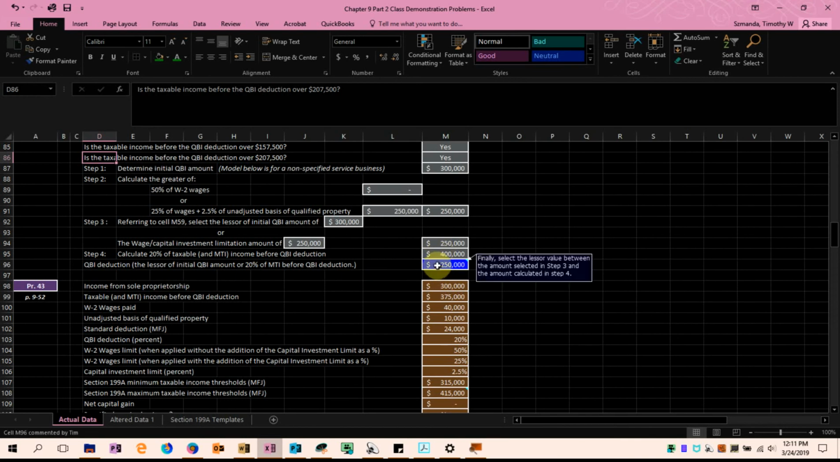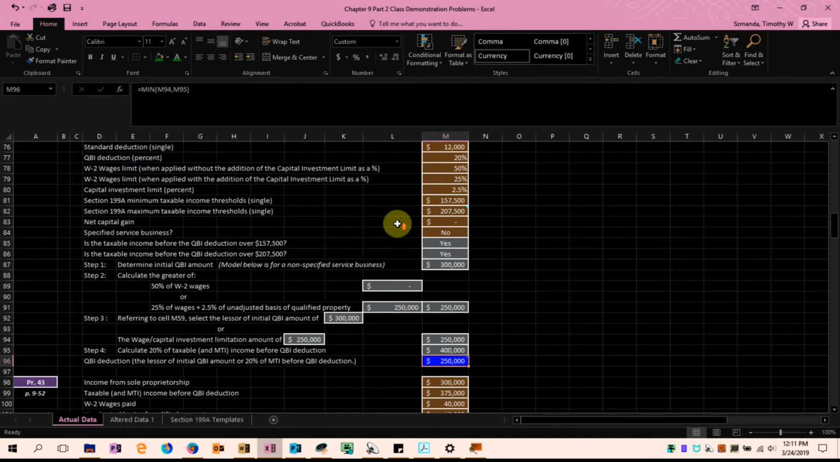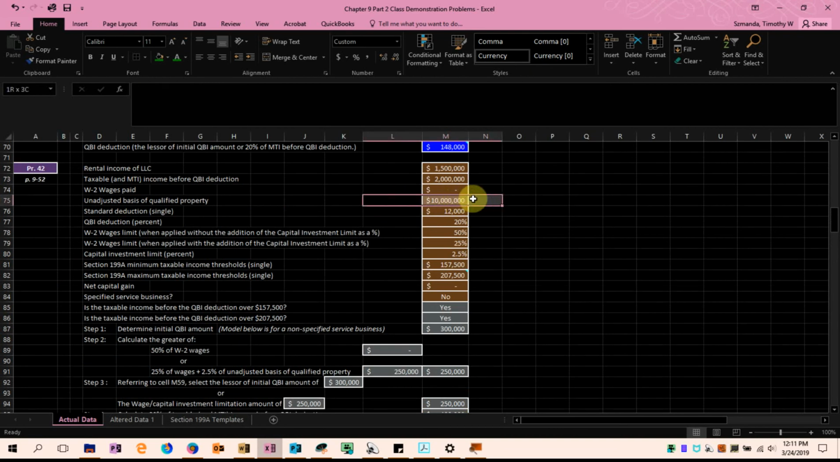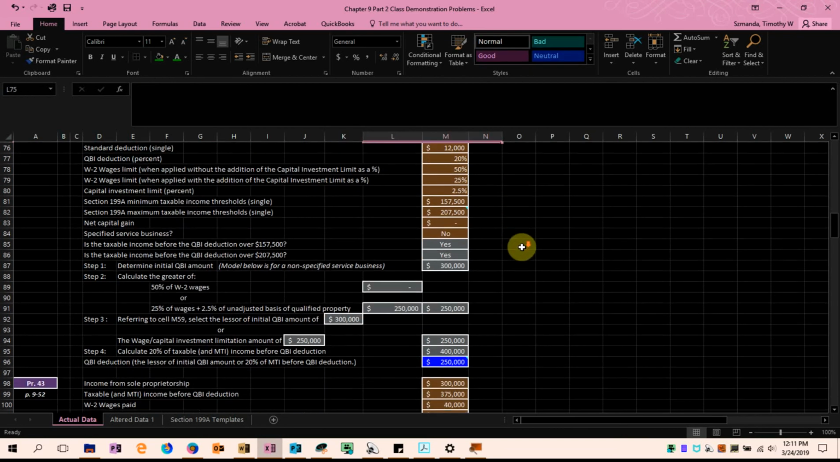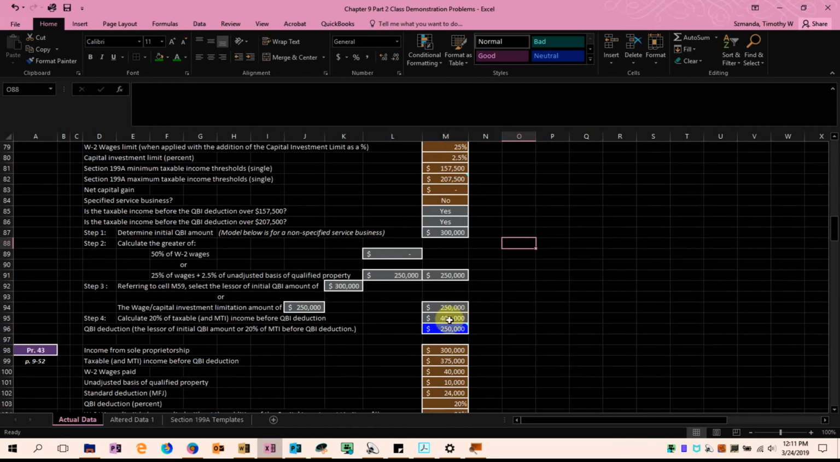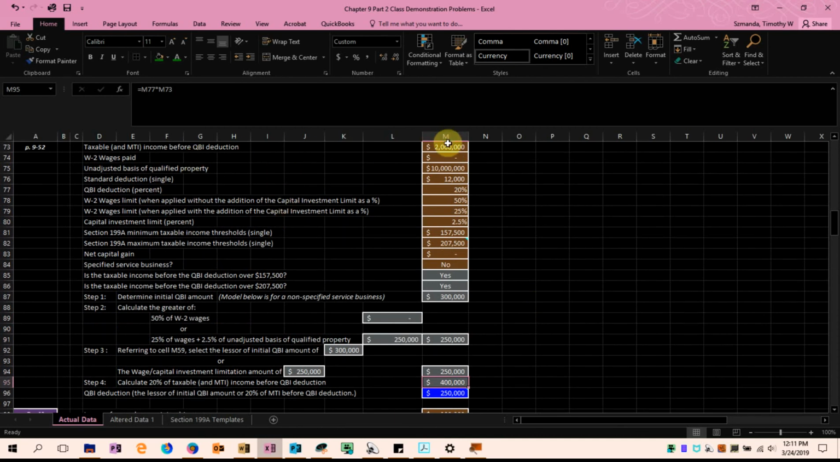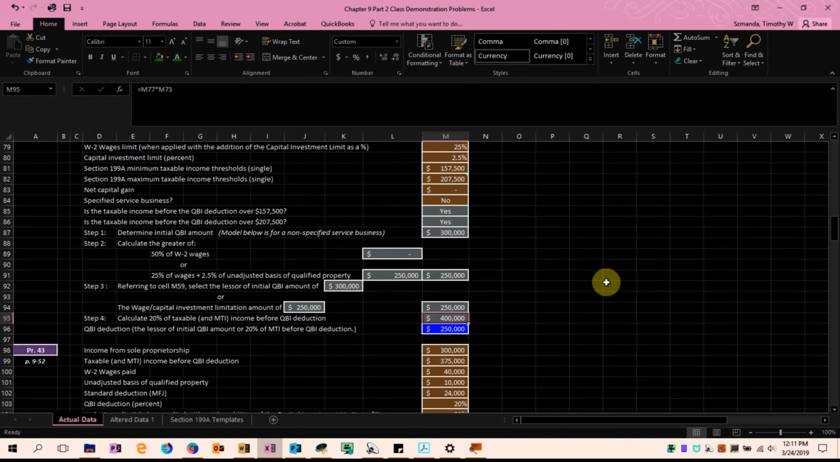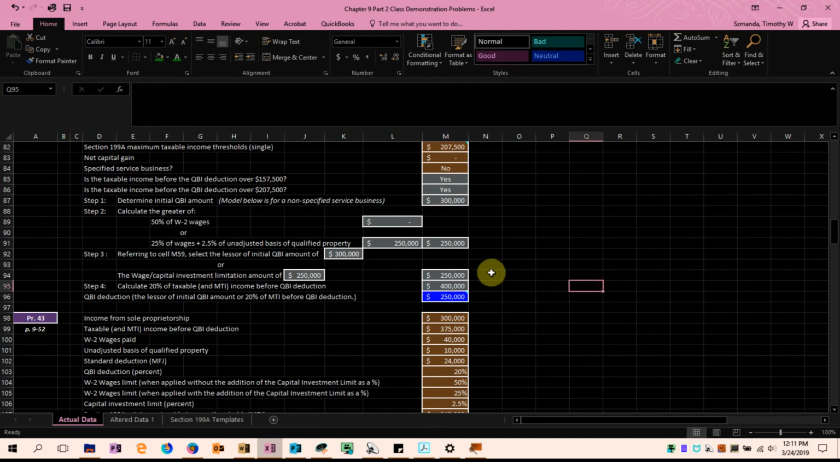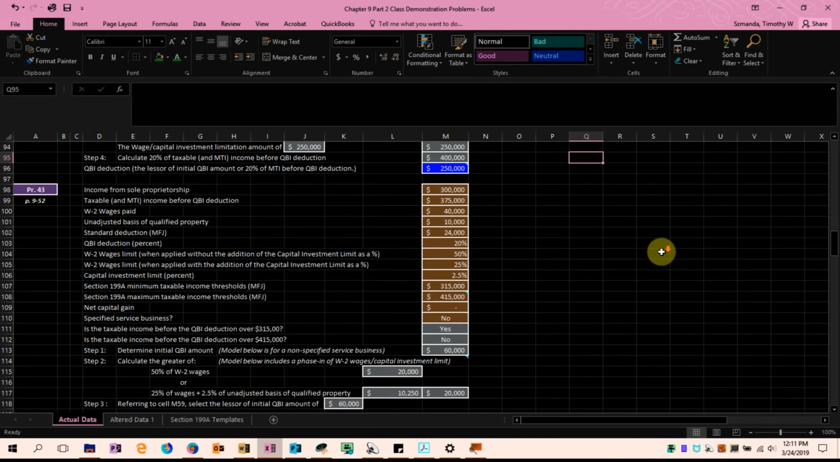So in this case, we're only getting a deduction for 2.5% of the $10 million of unadjusted basis of the property, because that's less than the $400,000, which is 20% of the taxable income before the QBI deduction of $2 million. Okay, so that's how we would calculate a situation where the income is so high that we now need to consider these limitations regarding wages and the value, 2.5% of the value of the qualified property. All right, so that's one example of a limitation.